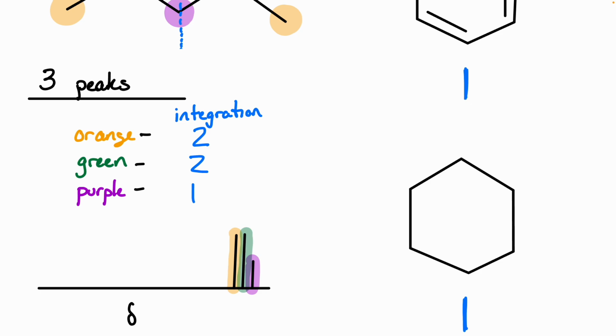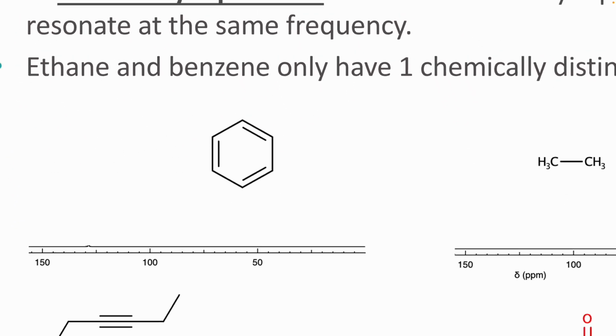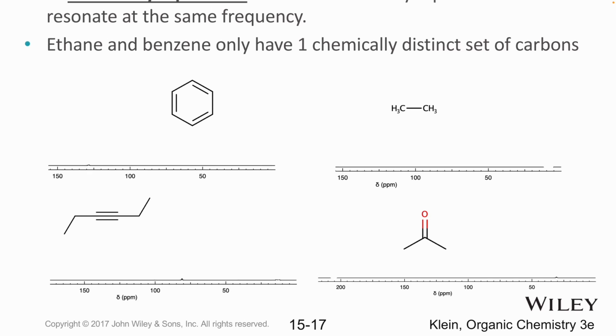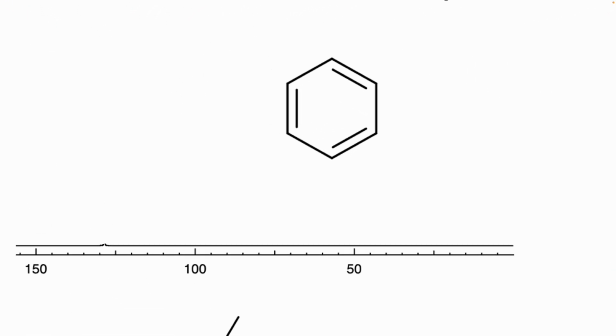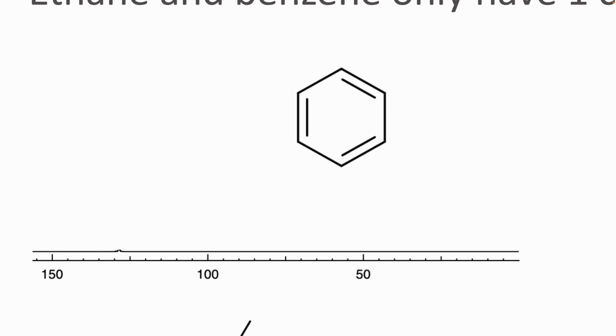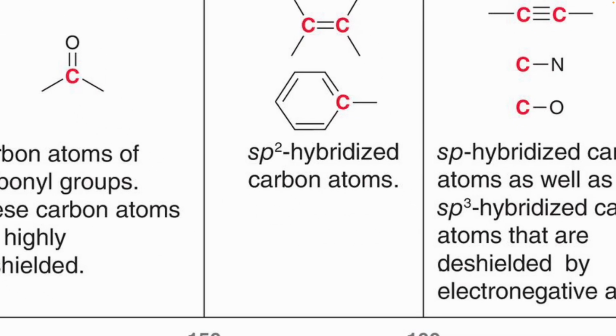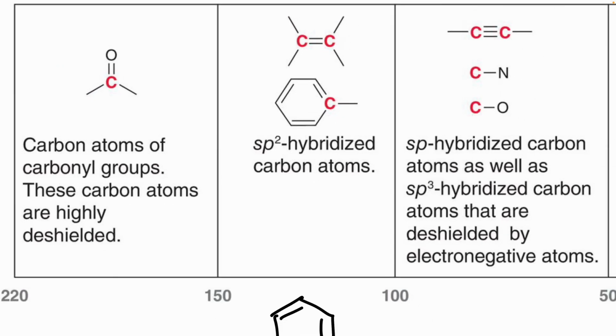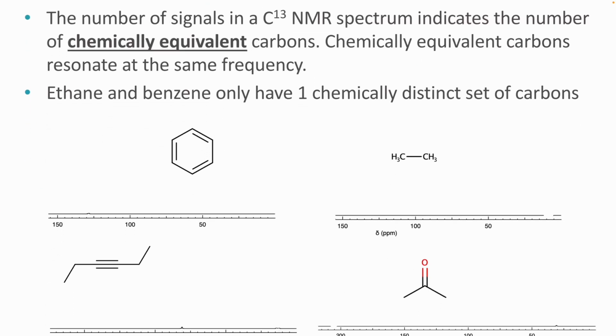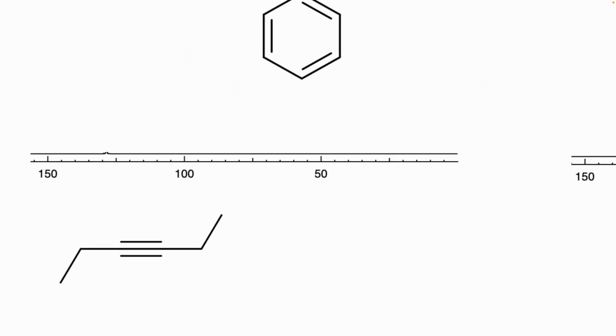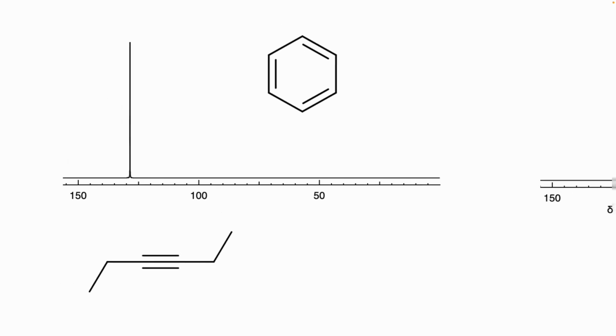Cool. All right, so let's just take a look at some structures here. And we're going to try to figure out how many peaks we would expect to see. I guess we already did benzene. How many peaks would we expect to see? Just one. And again, because benzene is these sp2 hybridized carbons, we would expect to see them kind of far up on our graph here between 100 and 150. And boom, there it is.